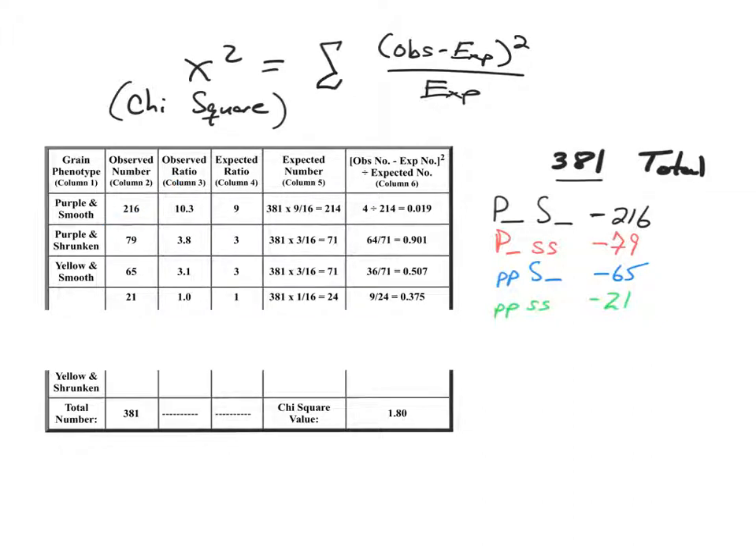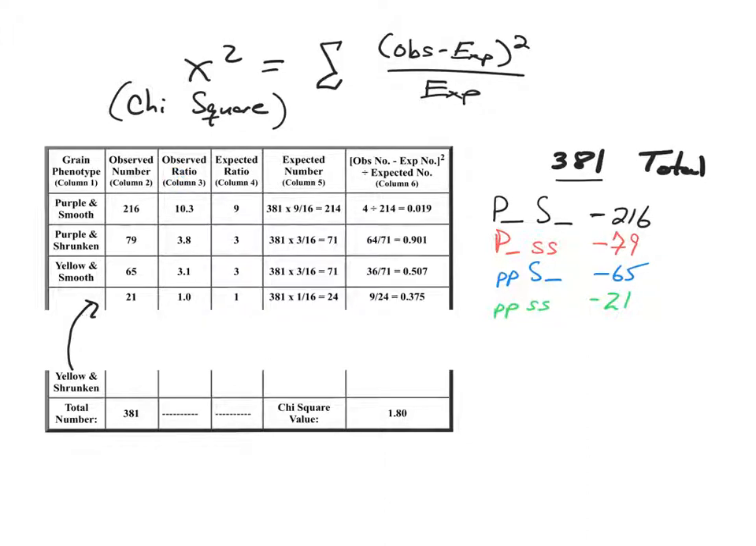Now, the way they do the observed ratio is they take, by the way, this is yellow shrunken. Do you see this? This actually belongs up here, okay? This was just cut off on the page. So the way they do this, and you can do it more than one way, the observed is what you see, right? We already wrote those numbers down. That's where these numbers, 216, 79, 65, 21, we literally just wrote those numbers down here. Is that clear? We observed them. We counted them on the corn cob.